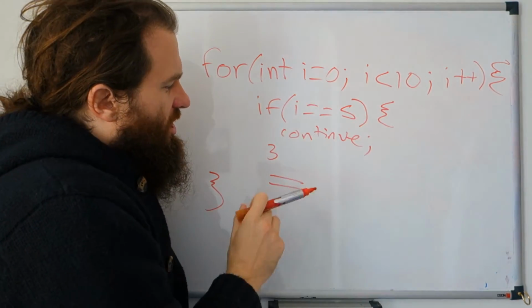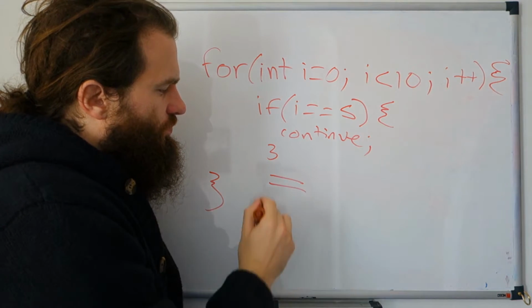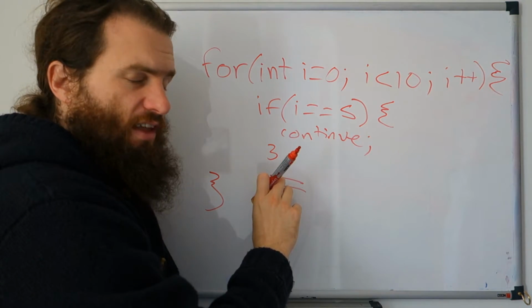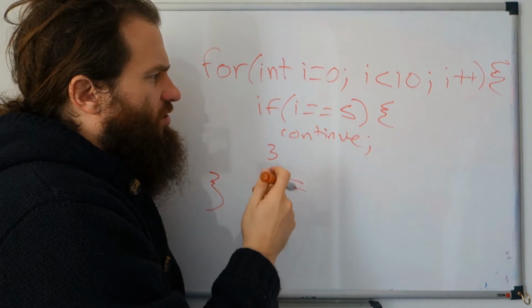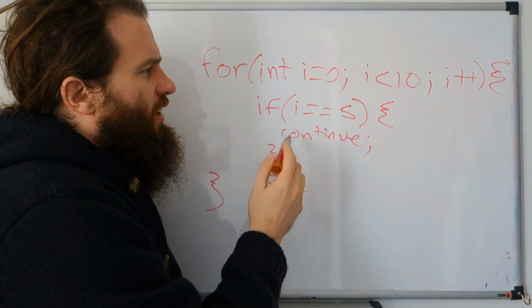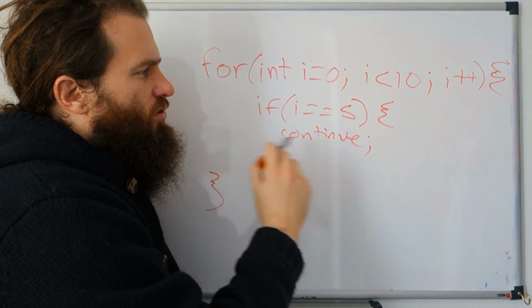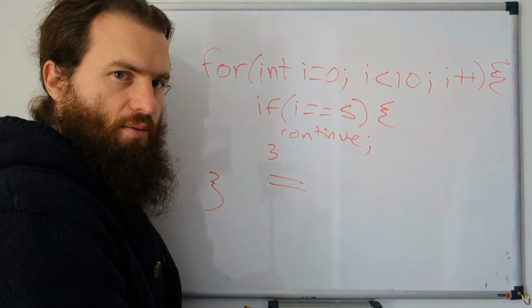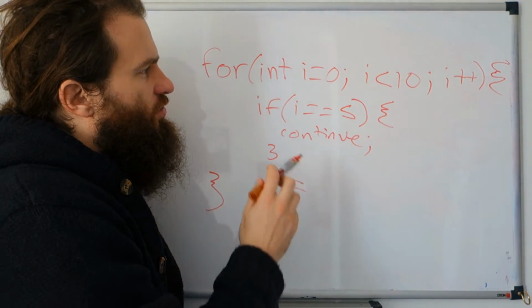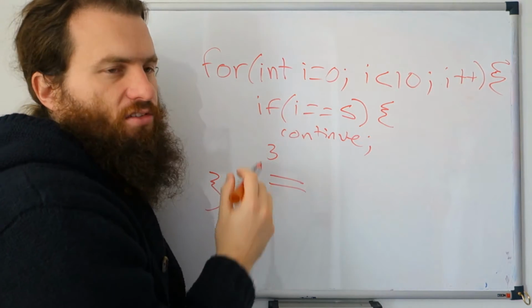So it's essentially like skipping the rest of the statements in the block. It's equivalent to saying if i equals 5, do nothing, else do all the other statements. It's just a quick way of getting back to the top of the loop.